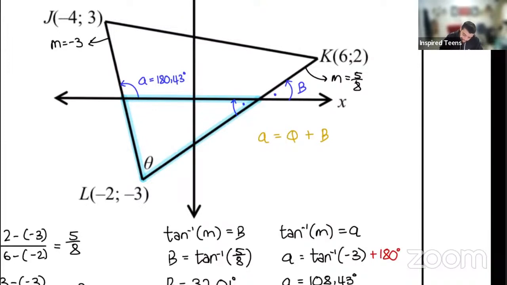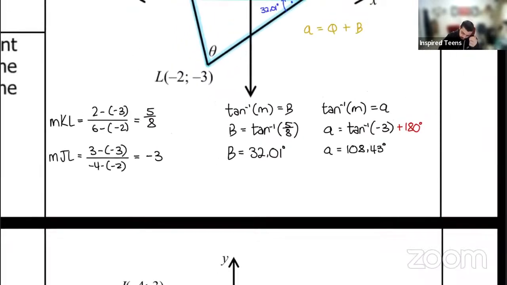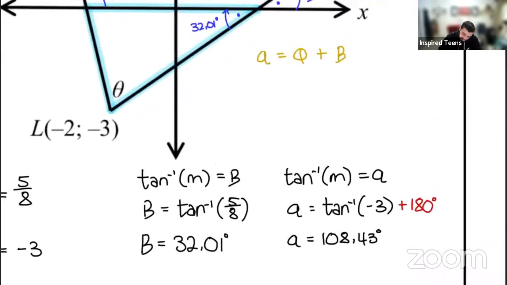Beta is equal to 32,01. So this guy is also equal to 32,01. Okay, so now remember we said that theta, alpha is equal to theta plus beta. Okay, so that's exactly what we're going to do now. We're going to sub it in.